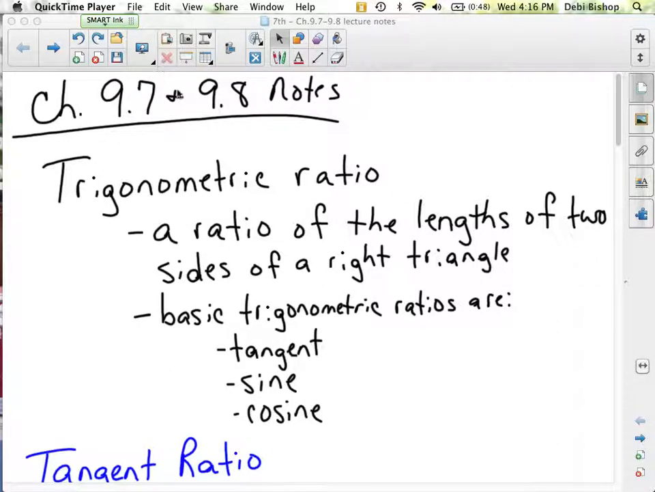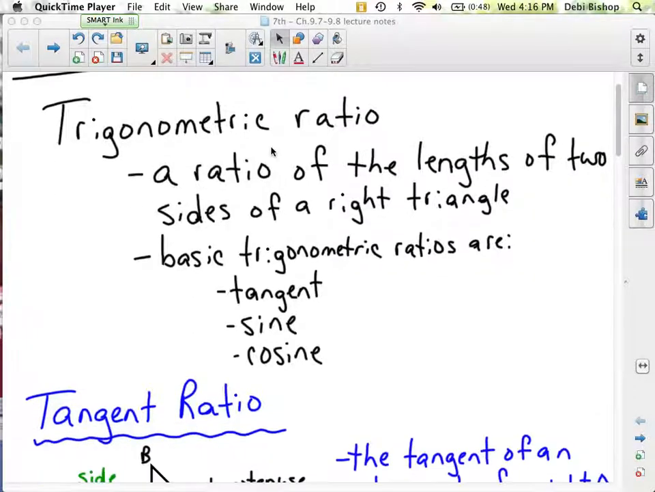So we're going to be talking about trig here. Trigonometric ratios is what we're going to be talking about a lot. So what that is, a ratio of the lengths of two sides of a right triangle. Our basic trig ratios are tangent, cosine, and sine.